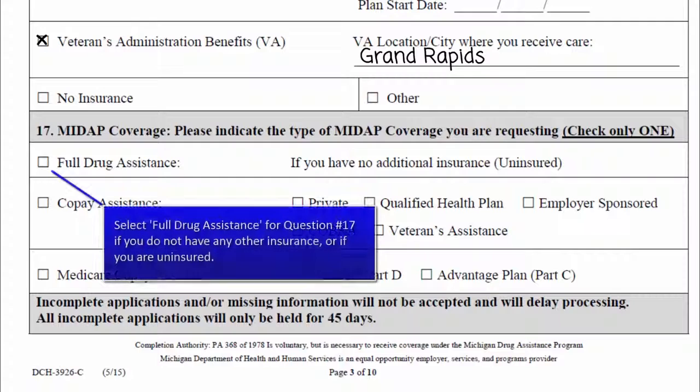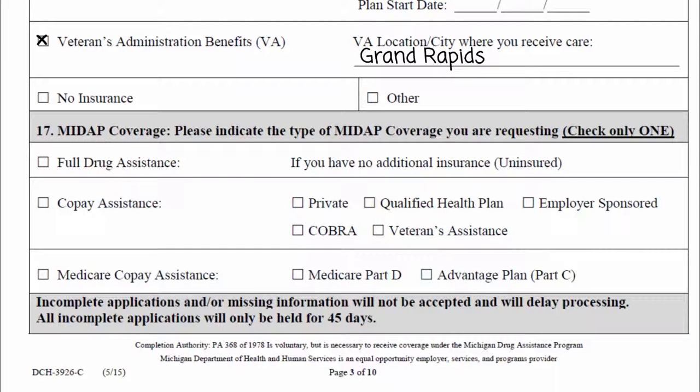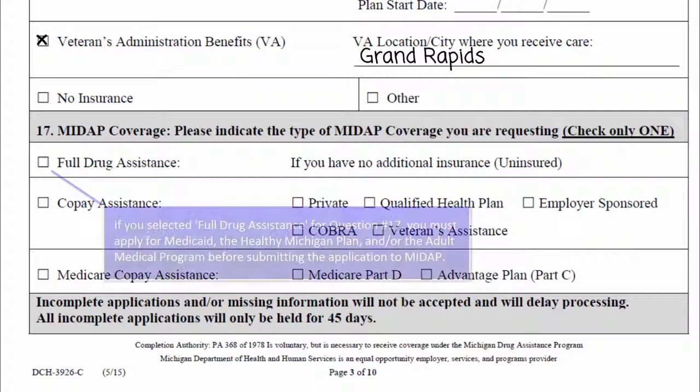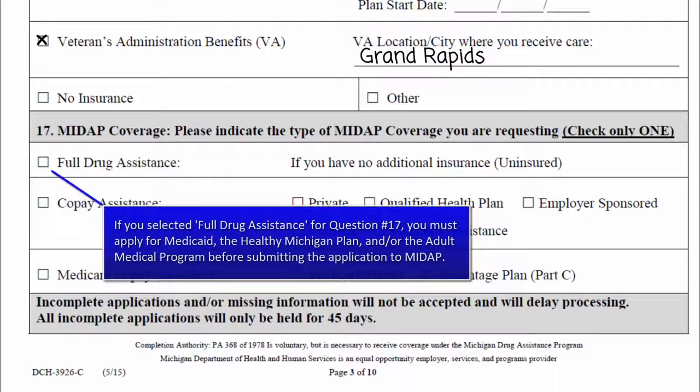Number 1, you will check the box for full drug assistance if you do not have any other insurance or if you are uninsured. This type of assistance indicates that you are requesting that MiDAP pay for your medications in full on behalf of you because you do not have and you are not eligible for insurance or prescription coverage from any other source. In this case, you must apply for Medicaid, the Healthy Michigan Plan, or the Adult Medical Program at your local Department of Health and Human Services before you submit your application to MiDAP.